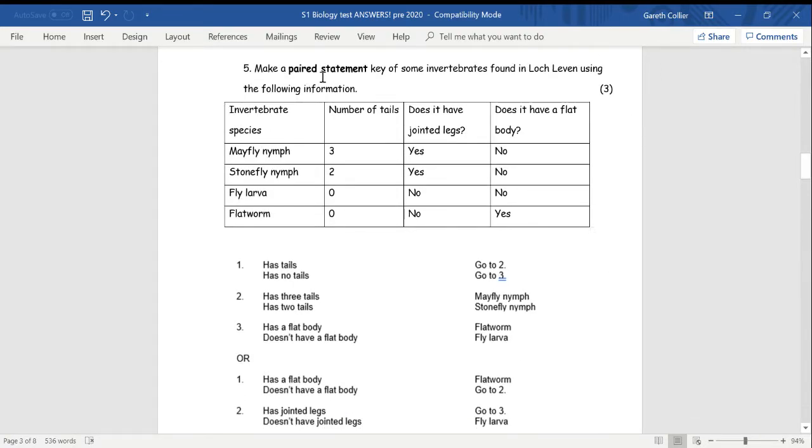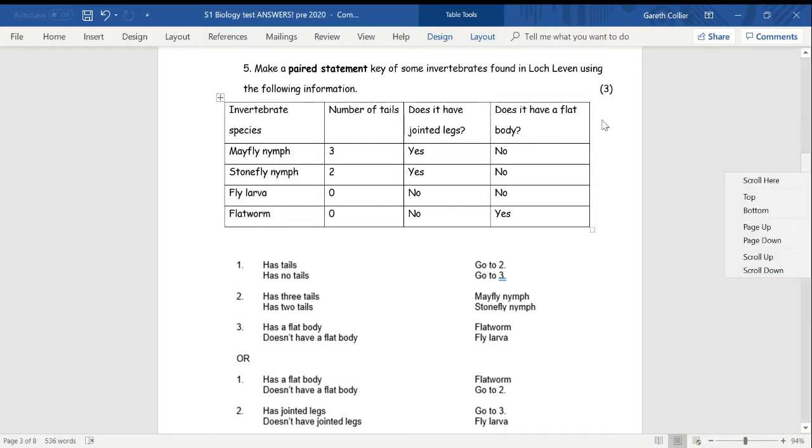We're making a paired statement key. This is quite a tricky skill, actually. It's one that we also assess at National 5, so don't worry if you find it a bit tricky, of some of the invertebrates you find around Loch Leven. So there's mayfly nymphs, stonefly nymphs, fly larvae, or flatworms. So again, this could easily be exactly this question that you would see at National 5.